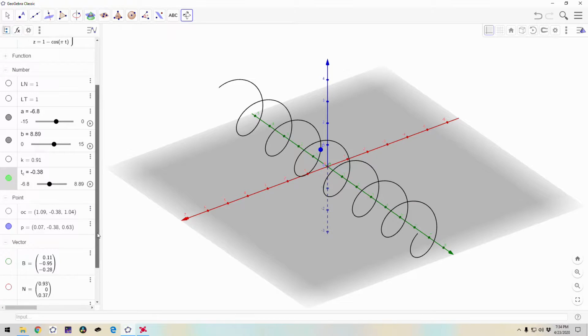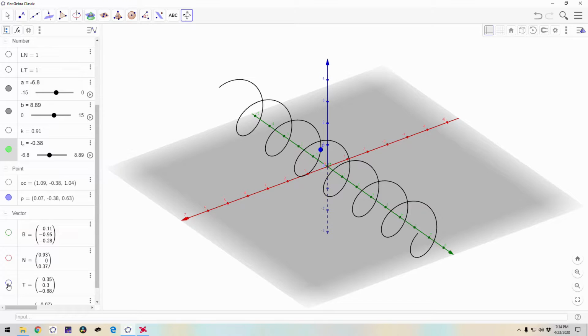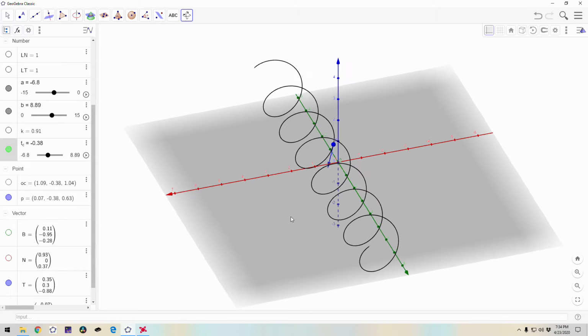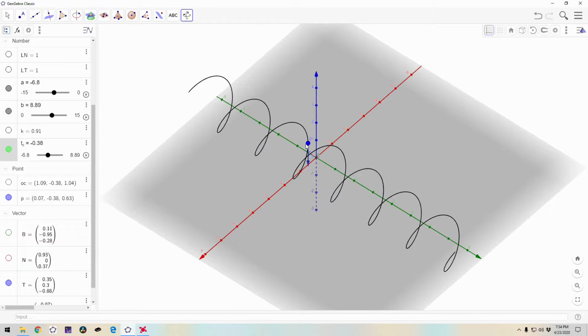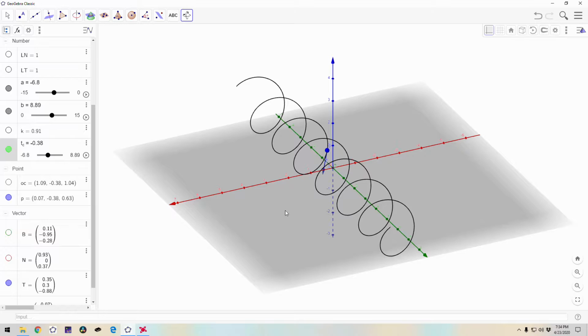And let's turn on the tangent vector, just T for a moment. Now remember, this is the unit tangent vector, okay? And so what you've got to remember is that this is always going to be pointing in the direction of the motion. So as you can see right now, it's pointing downward. That means that the particle is moving along that path in that direction. And as I let it play out, the tangent vector is always tangent and always pointing in the direction of motion.